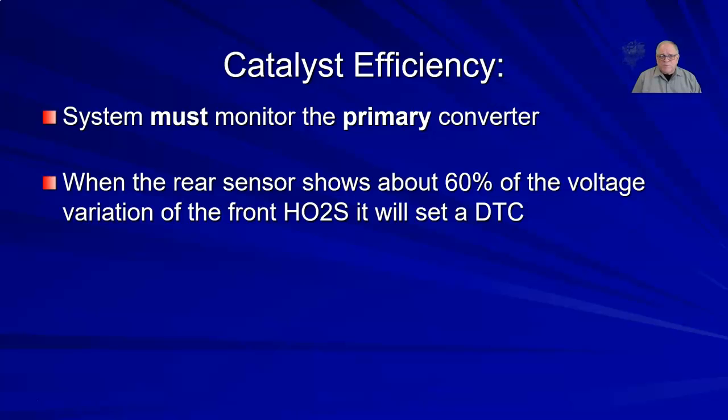greater than 450 millivolts. When the rear O2 sensor, or your post-catalyst O2 sensor, begins to generate a voltage about 60% of what the oxygen sensor in front of the catalytic converter is, your catalytic converter is now degraded to the point your emissions are going to exceed 1.5 times the FTP, and it sets the code.